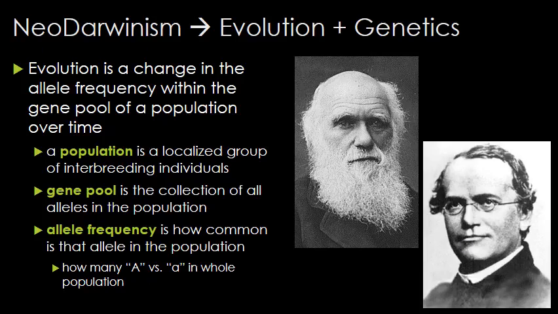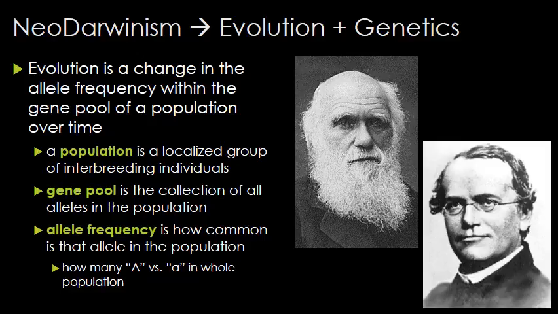Over time, biologists have really tried to unify the ideas of Darwin and Mendel, and we call this idea NeoDarwinism. We know that evolution is a change in the allele frequency within the gene pool of a population over time. At least that's the current definition of evolution. So it's way beyond what Darwin would have known and incorporates a lot of his ideas into the ideas of genetics. But some of the words that we use are a little bit different.